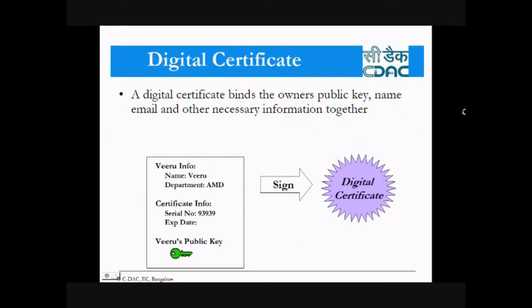So now I was asking you a question: how can Jay be certain that it is Viru who has really signed this document and nobody else who has posed as Viru? For that, you need someone to certify that this particular public key really belongs to Viru. The person who certifies that is called a certifying authority.